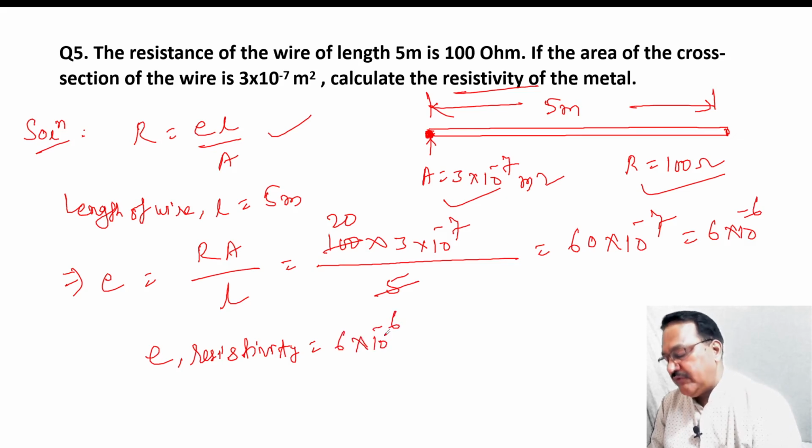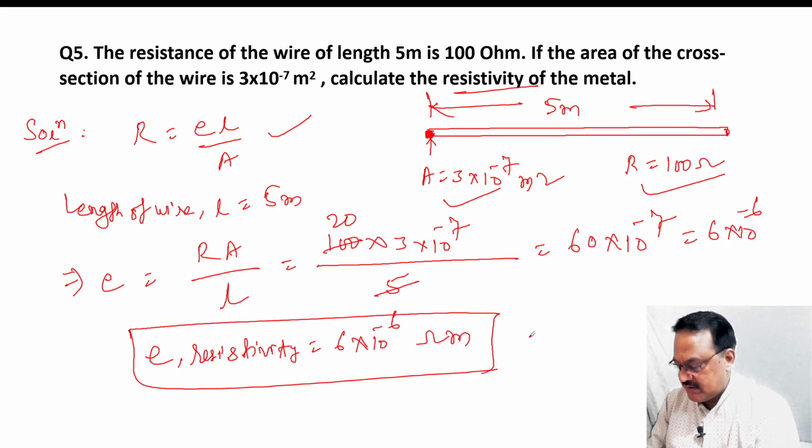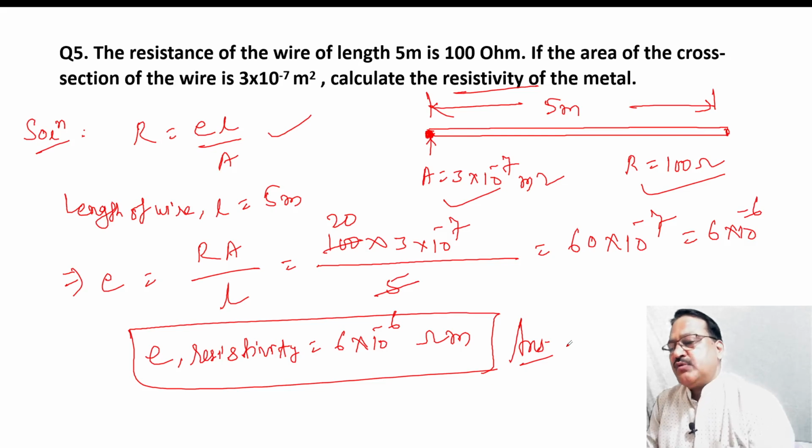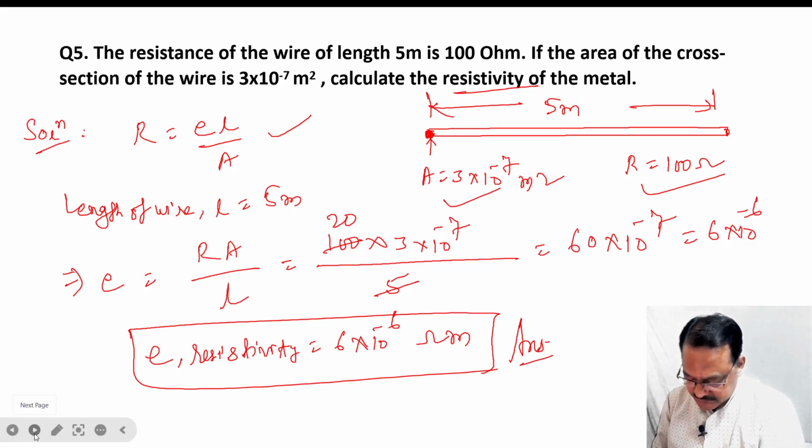What is the unit of resistivity? Ohm meter. Ohm meter is the unit of resistivity. So this is the answer. Such types of questions we have to do like this. Okay. Next question. Let's see.